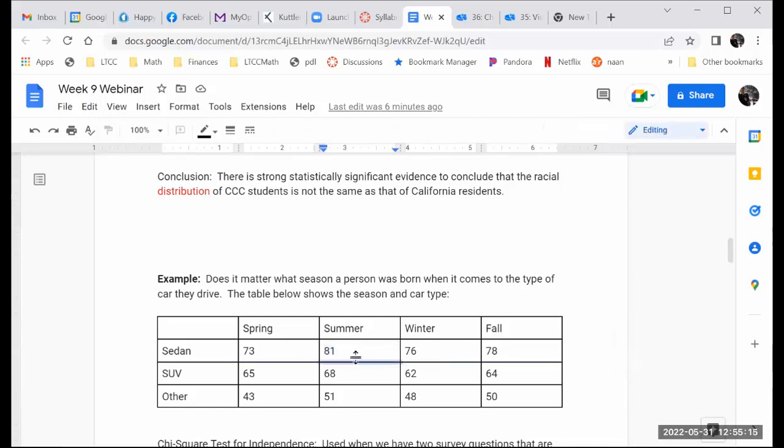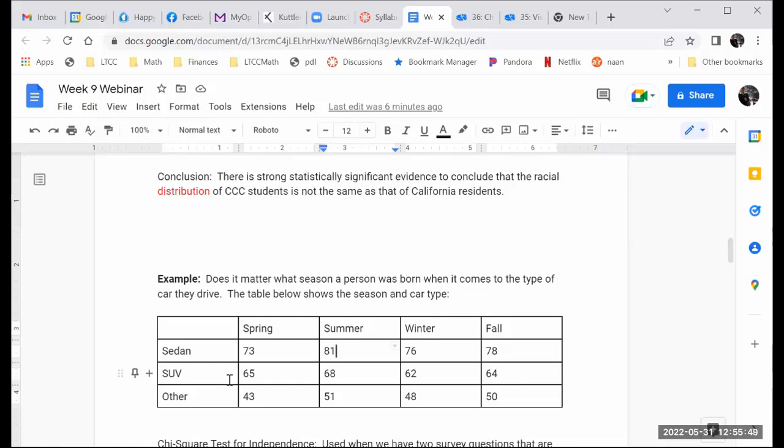Any questions on that? Okay, so this is not a goodness of fit, right? We're not seeing if one distribution fits another distribution, are we? We just want to say, if someone tells you they're born in summer, does that give you a better idea of what kind of car they drive? Is that clear? Or if someone says that they drive an SUV, do you have a better guess on when their birthday is? It's almost like, is there a correlation between when you were born and the type of car you drive?